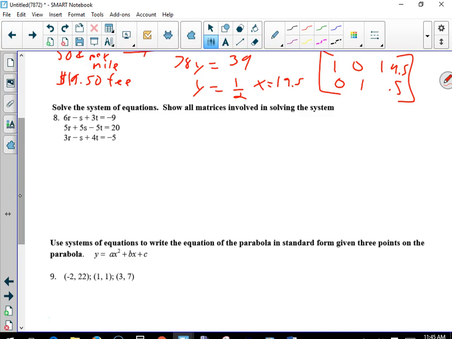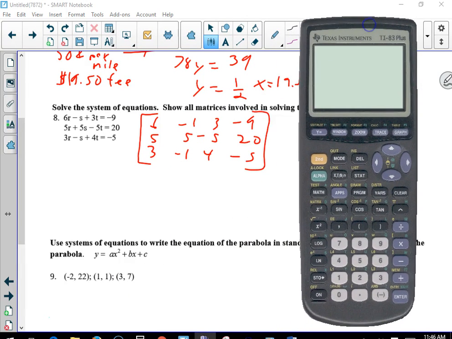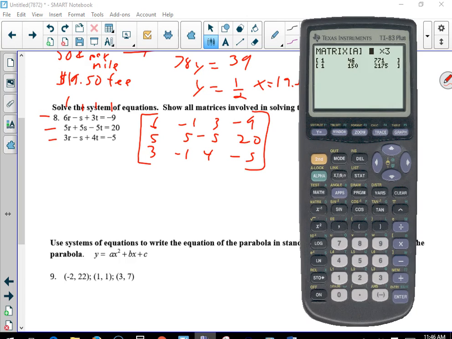Okay, you're going to use the matrix on this one. So always show your augmented matrix, which is 6, -1, 3, -9. 5, 5, -5, 20. 3, -1, 4, -5. Go to the matrix, go over to edit. And now this time we have 1, 2, 3 rows, 1, 2, 3, 4 columns. So it's a 3 by 4. So we do 3, enter, 4, enter. And now we just enter our numbers.